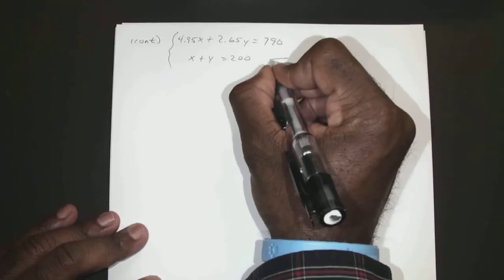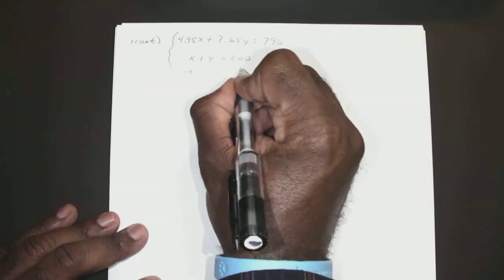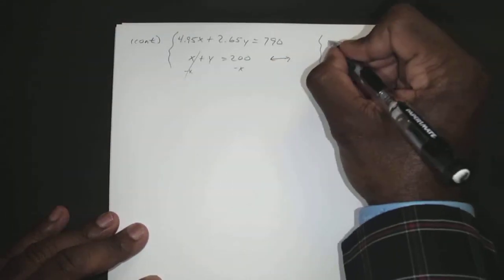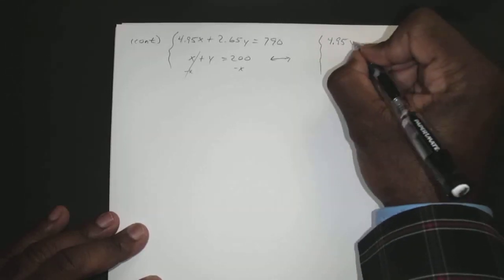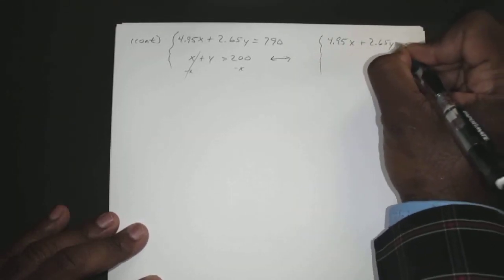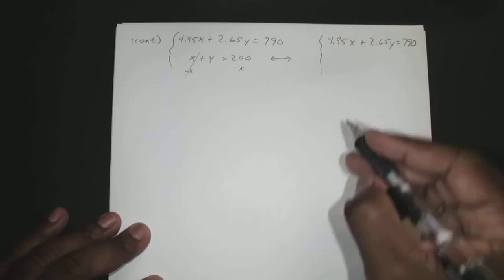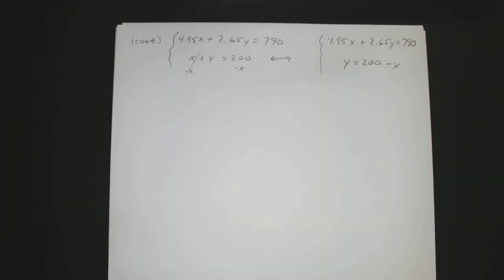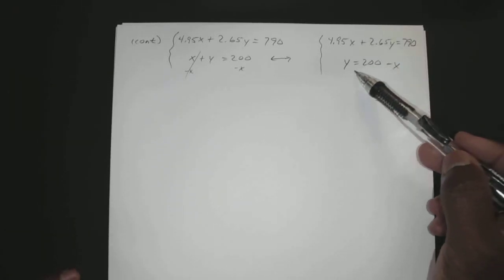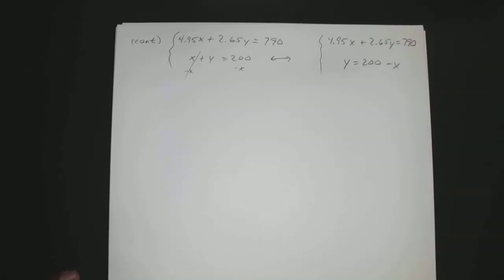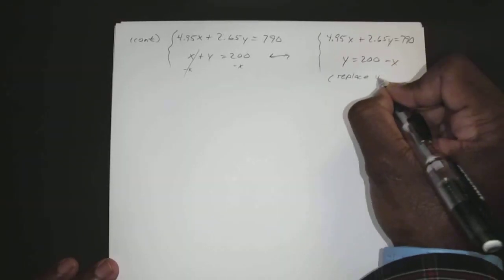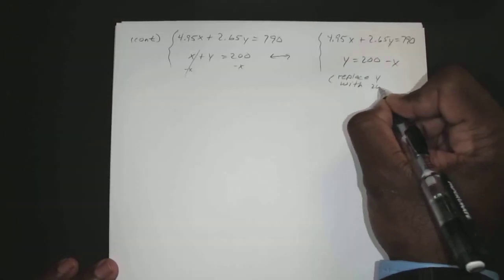Okay, so we also know that if we subtract x from both sides of the equal sign, you can get the system 495x plus 265y equals 790, and y equals 200 minus x. So this way, you can just go ahead and do what we did before. Replace the y in the first equation. So replace y with 200 minus x.